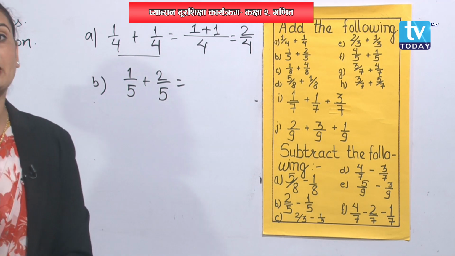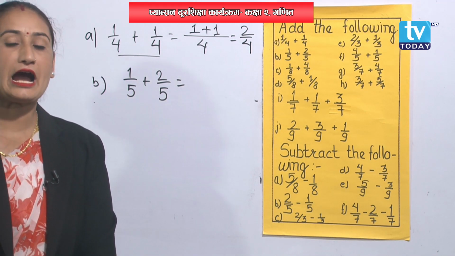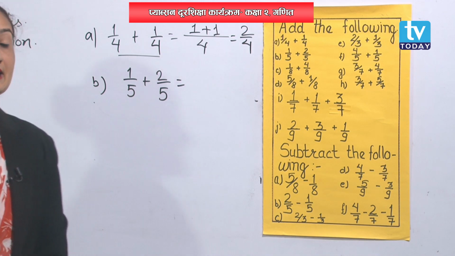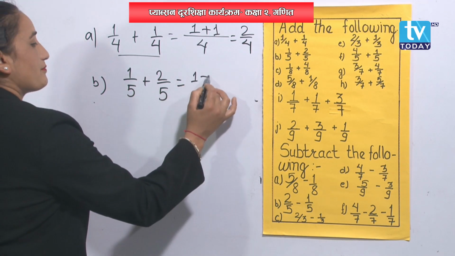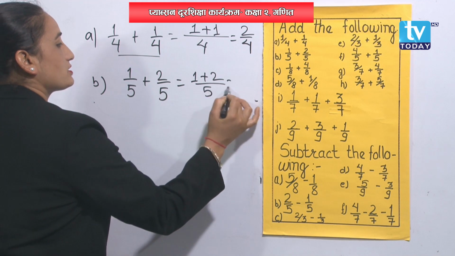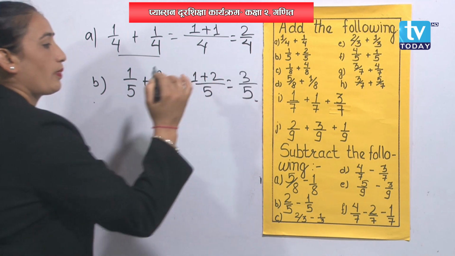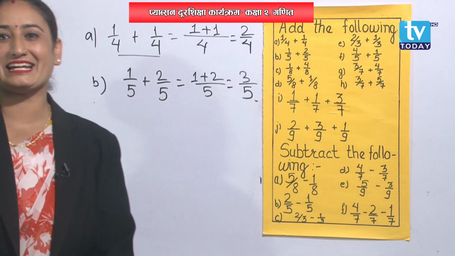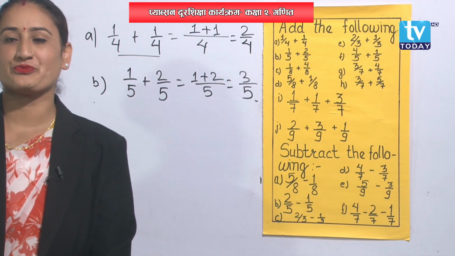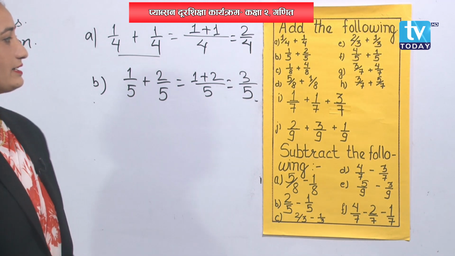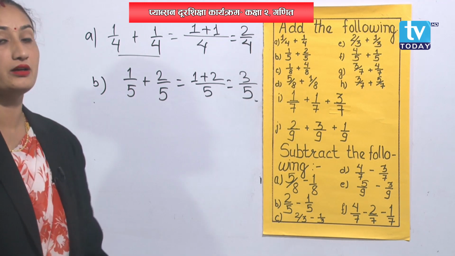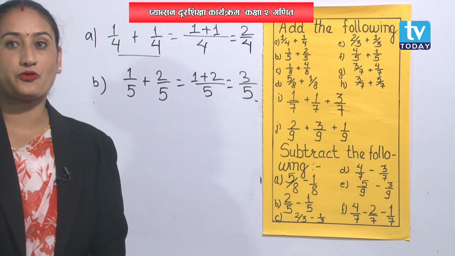Then students, tell me, 1 plus 2 is how much? It's 3. Can you rewrite it? 1 plus 2 by 5 equals 3 by 5. Obviously, right? You can write it this way. Now next, what is the question in C? 1 by 8 plus 4 by 8.